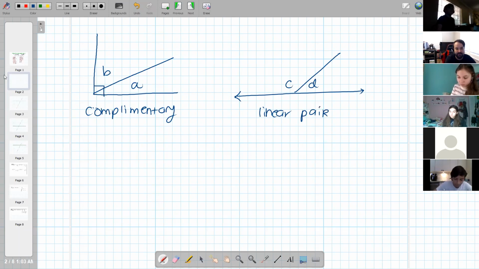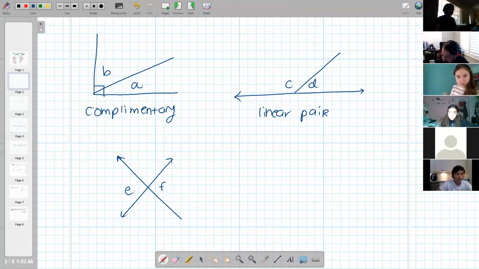And then the third word that we learned yesterday to describe a pair of angles that's actually helpful to us is the two angles that are across from each other when lines intersect. We'll call that angle E and angle F. And anyone remember what we call those angles that are across from each other? Vertical? Those are called vertical angles, absolutely. And what we know about vertical angles is that they are equal to each other.